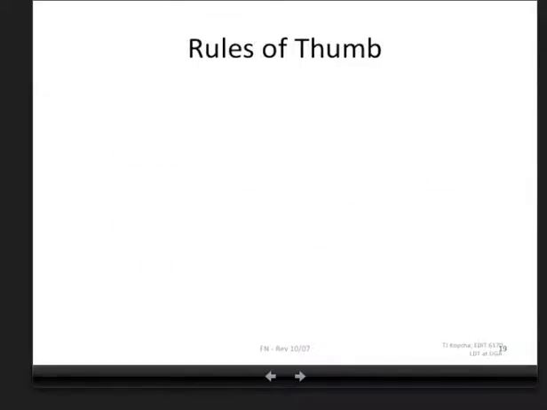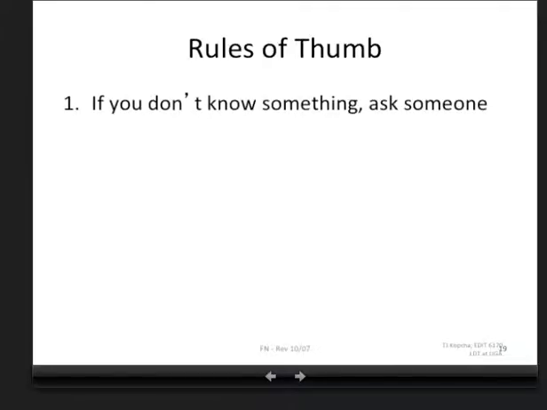There's a couple rules of thumb, though. I don't want you to start getting overwhelmed, so I'm going to try and pull it all together here for you.